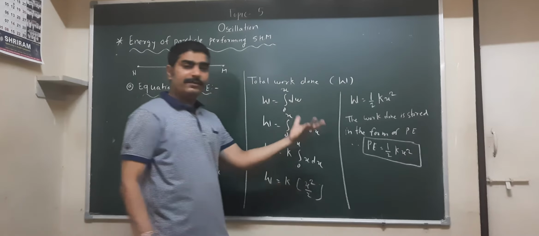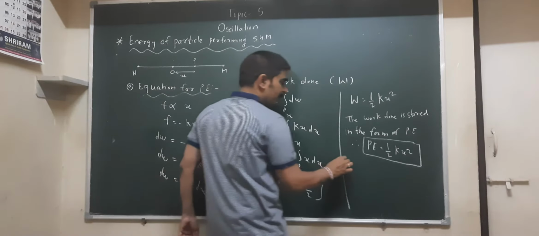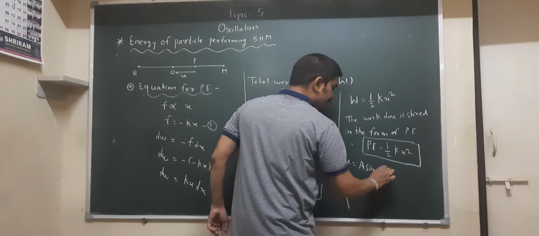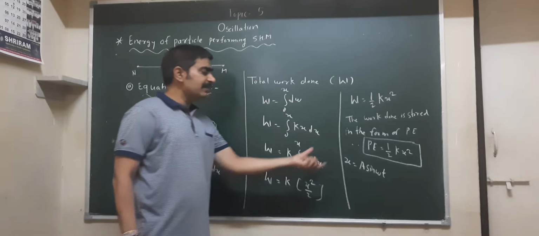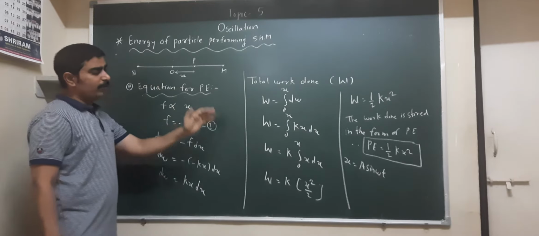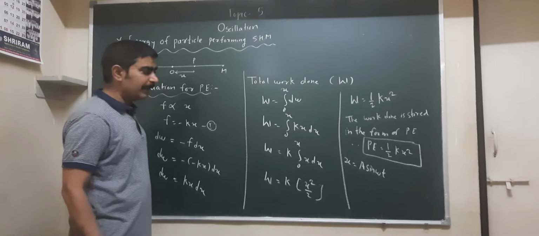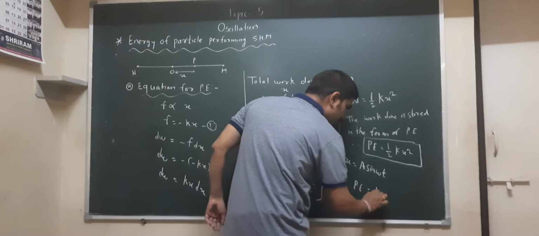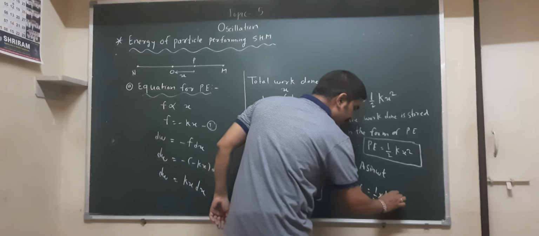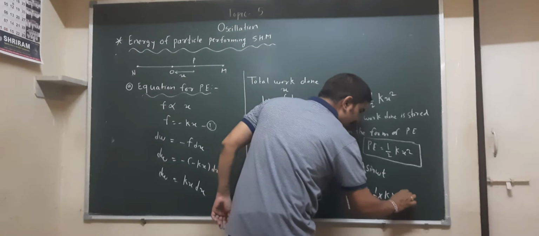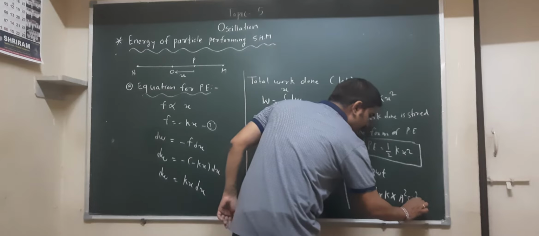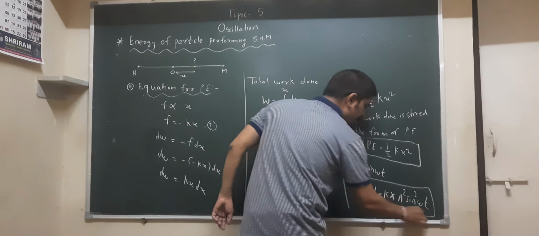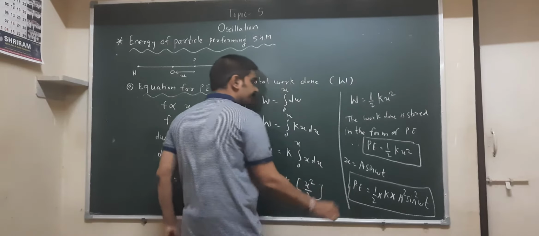Now we can write the formula in a different format also. x is equal to A sin omega t. What is x? x is the displacement of the particle, which can be given by the formula x is equal to A sin omega t. So we can write the potential energy PE is equal to half k x square, which is half k A square sin square omega t. So this is the formula for the potential energy.